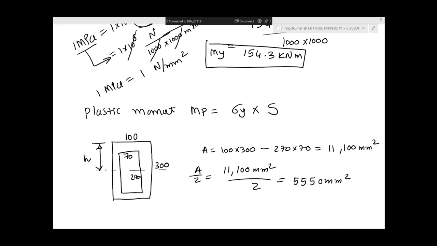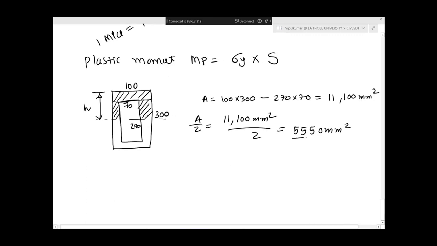So let's say I have this hatch. Let's say this top part is here, this part and this part that we divided. We don't know how much the height is. So in that case, let's say this is the area, 5550 millimeter square. What is that area? This hatched one, the hatch that I draw, the line, this area has 5550 millimeter square.